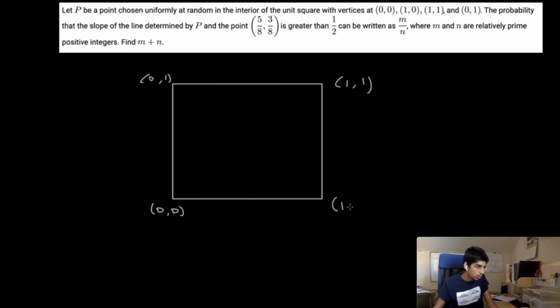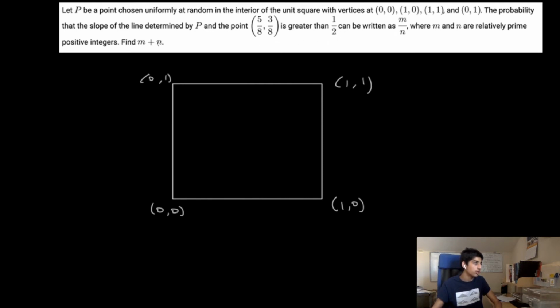Find m plus n. So this is a geometry problem, so we're obviously going to need a diagram, and here it is. So we have to label the coordinates, of course. Let's let this be (0, 0), that be (0, 1). This is going to be (1, 1), and this is going to be (1, 0). And now we have our unit square. So we're basically trying to find the probability that the slope of the line determined by P and the point (5/8, 3/8) is greater than 1/2.